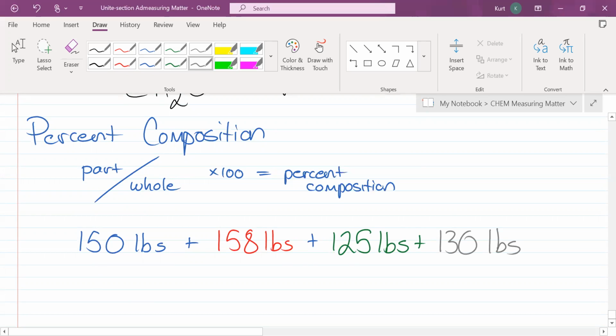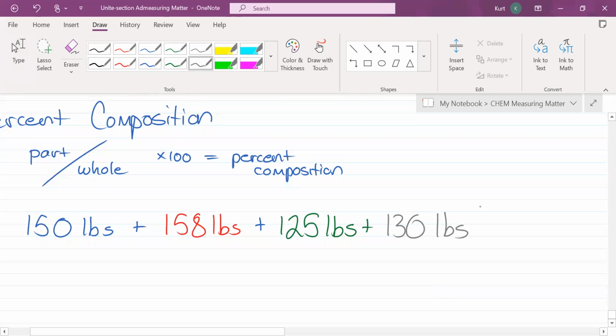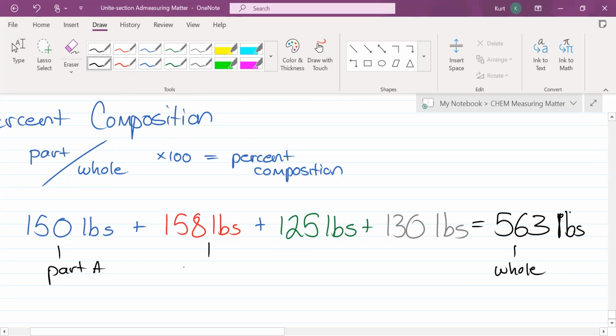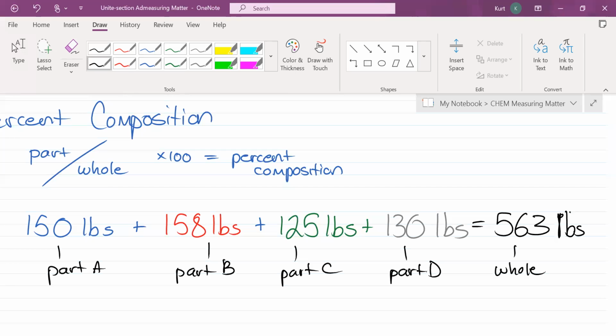Okay, so let's figure this out. Hey Siri, what is 150 plus 158 plus 125 plus 130? 150 plus 158 plus 125 plus 130 is 563. So 563 is the whole, okay? This is a part, we can call that part A, part B, part C, and part D. You add up those 4 parts, you get the whole. I want to know what percent Max makes up of 563. How do I do that?